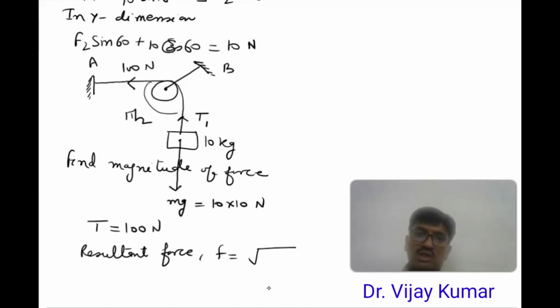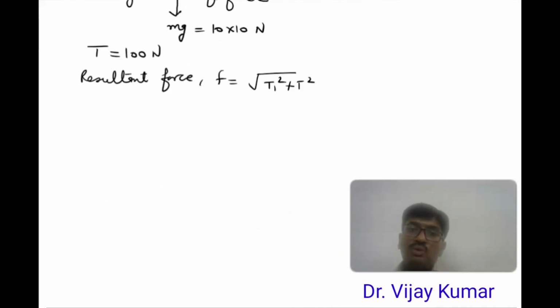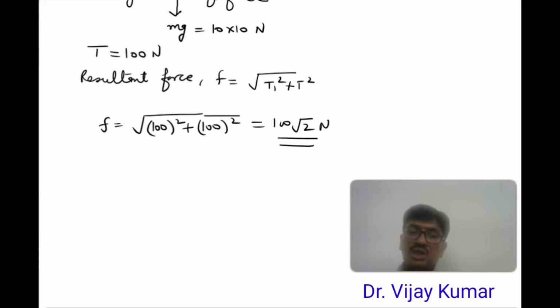Suppose this is T1 and this is T2. So we can write under root T1 square plus T2 square. As we know, when two forces are working perpendicular, the resultant force should be F equal to under root FA square plus FB square. So the resultant force F equals under root 100 square plus 100 square, or we can say 100 under root 2 Newton. This is the resultant force.